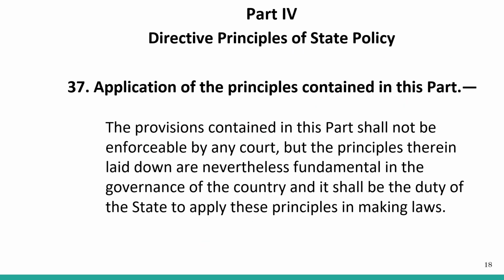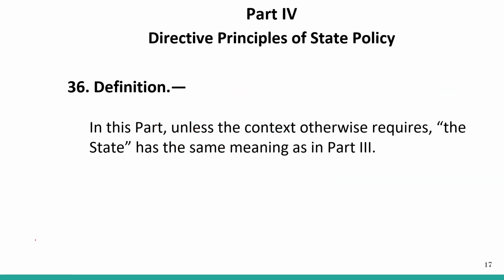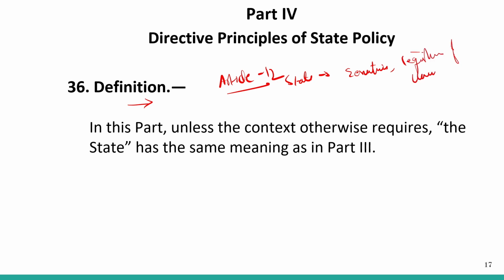So Article 36 is talking about the definition of the state. Under the definition of the state, we studied under Article 12 that state includes the executives and legislatures of union and state. I'm just shortening it for your better understanding. And all local and other authorities.